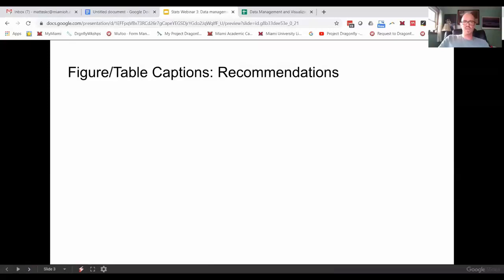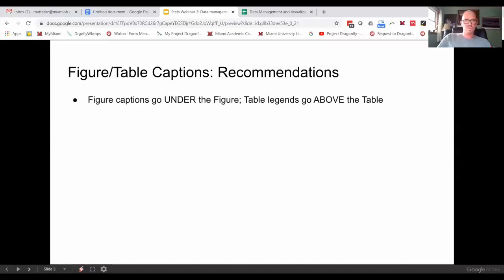So, general recommendations for figures and tables. One thing I really want to highlight is those captions, the description that you put in there. First, just to get things basic, figure captions go under the figure. So the figure is first and the caption is underneath it. For tables, it's the opposite.